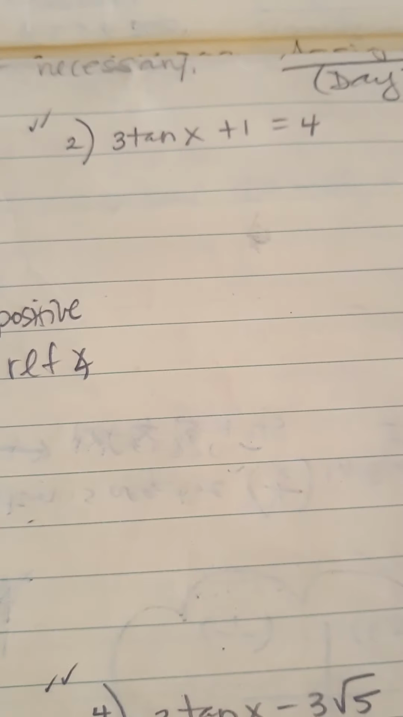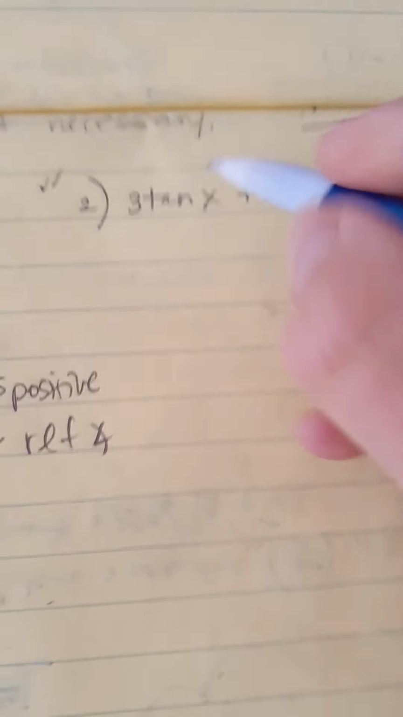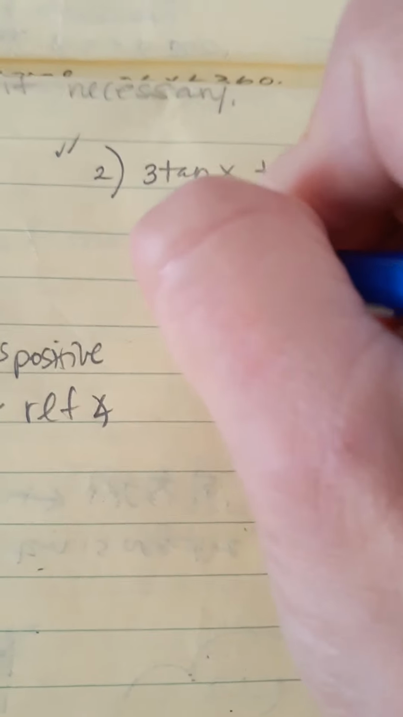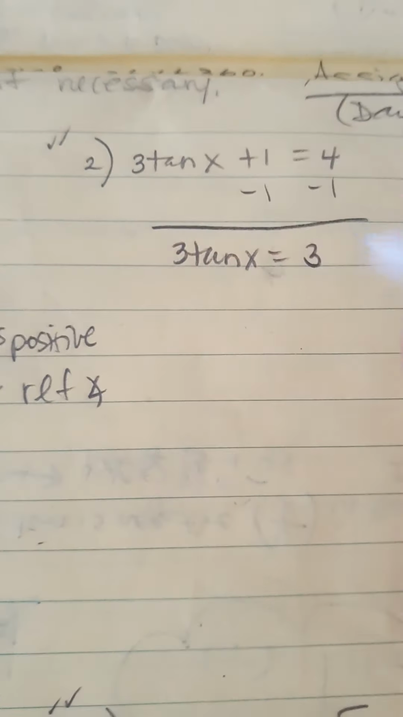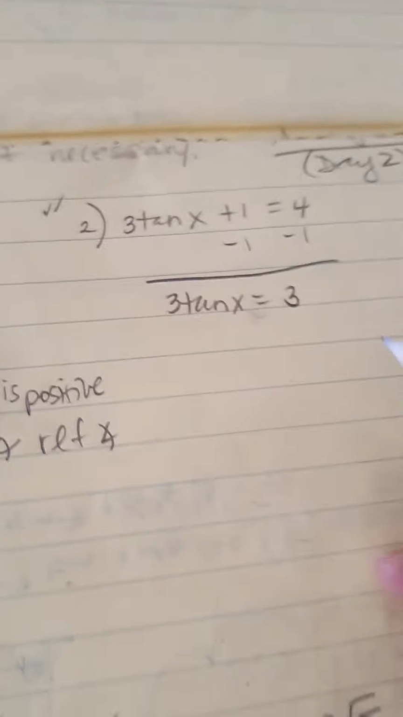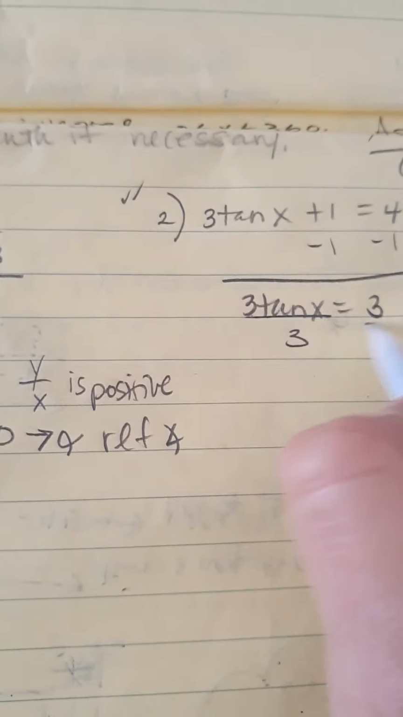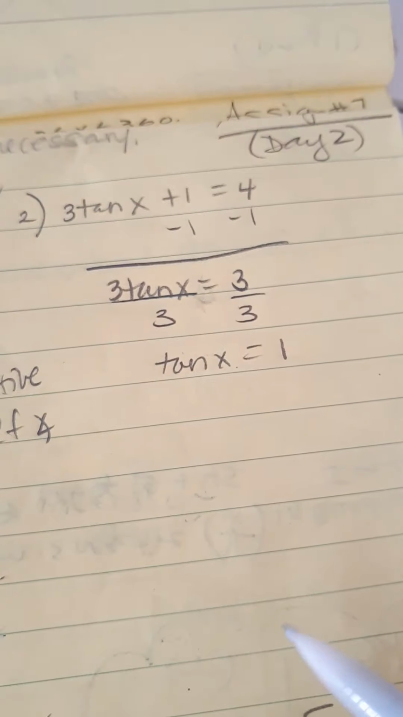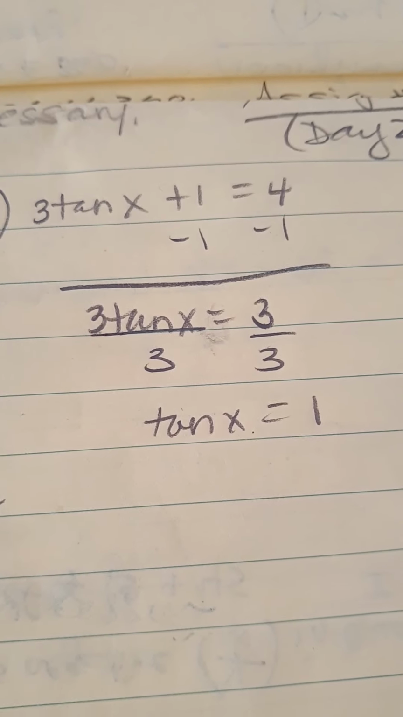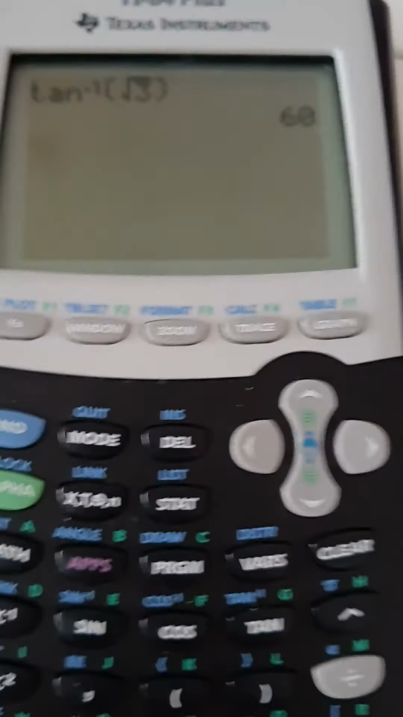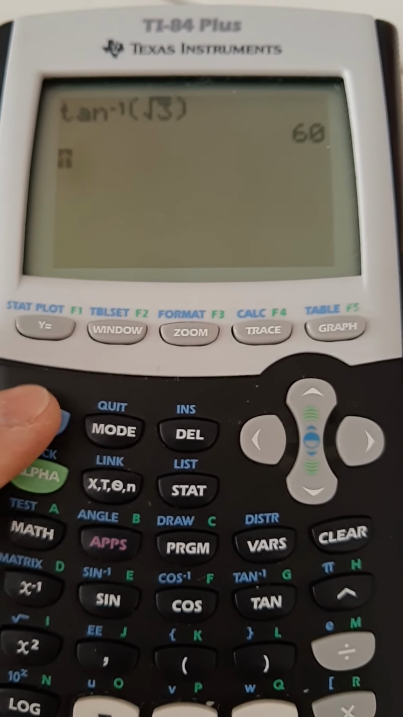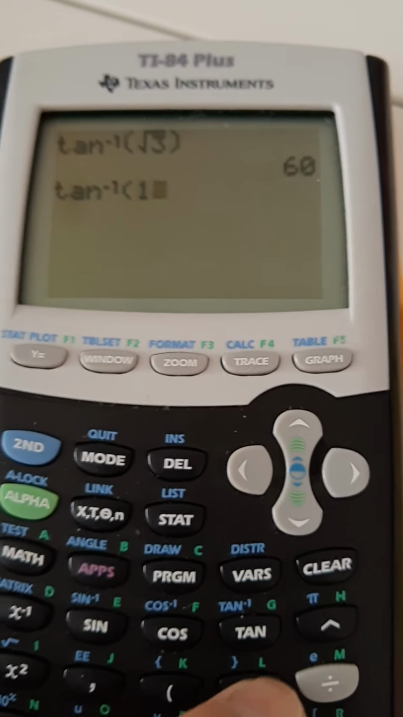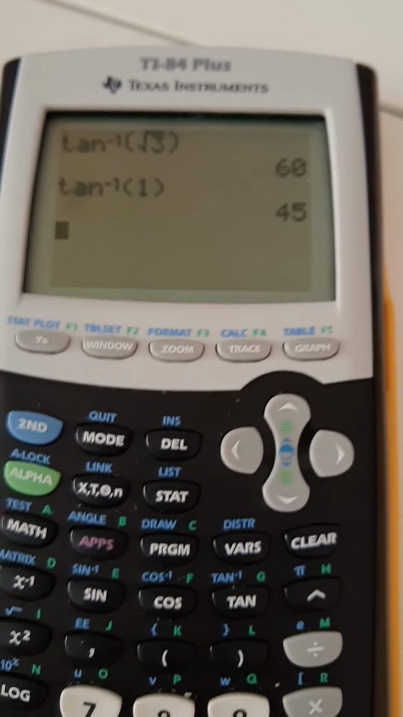Now let's try another one. In order to isolate tangent, you subtract 1 on both sides. Bring down 3 times the tangent of x equals 3. In order to get tangent by itself, divide both sides by 3. So you get tangent x equals 1. Now that tangent's by itself, you can do the second tangent function, and you type in 1. And you get 40.5 degrees.